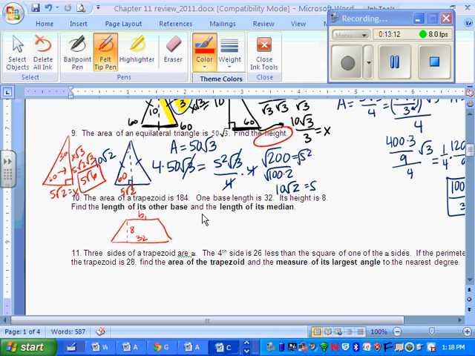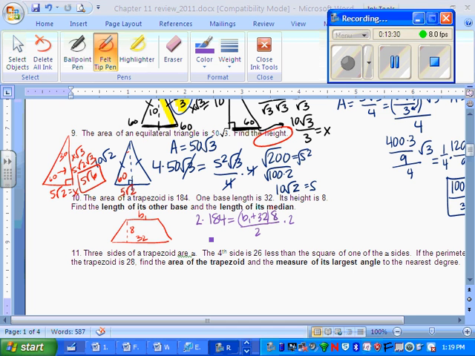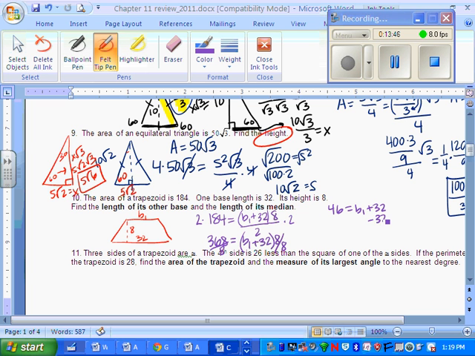So to calculate the area of a trapezoid, 184 equals the two bases added together, divided by 2, multiplied by the height, which is 8. I'm going to multiply by 2. 184 times 2. So we have 368 over here, and I'm going to do the 1 plus 32, multiply that by 8, and divide by 8 on both sides. And I'm getting 46 equals the 1 plus 32, subtract 32, and my base is 14.